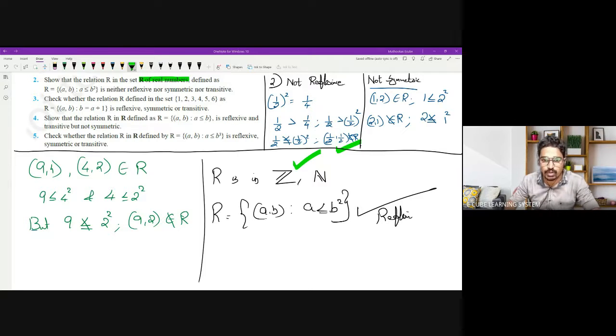Everyone try the fifth one. If 5 is completed, you can move to question number 7 and 8.